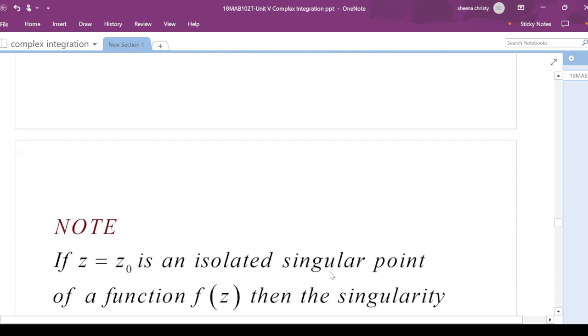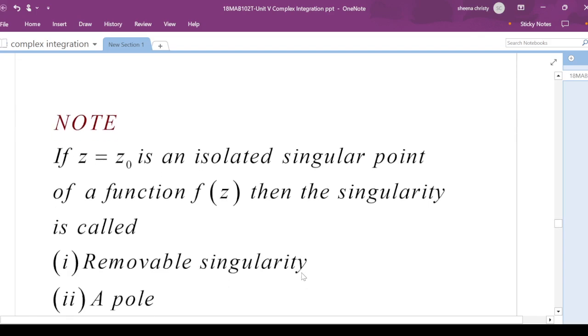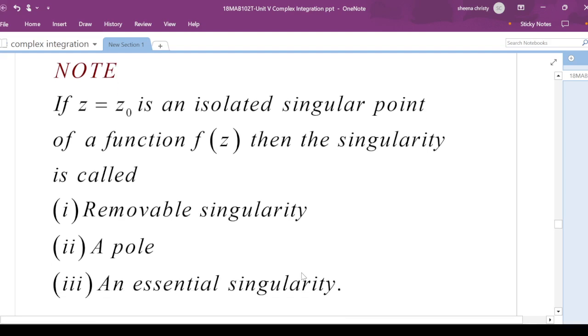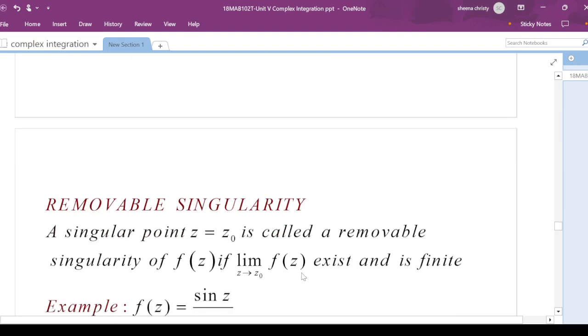Next, we are going to see the note. If z equal to z0 is an isolated singular point of a function f of z, then the singular point is called a removable singularity, a pole, or an essential singularity. So what do you mean by a removable singularity? A removable singularity means the point z equal to z0 is an isolated singular point, and the limit as z tends to z0 of f of z exists and is finite.